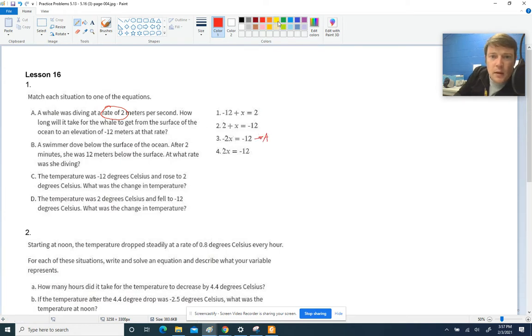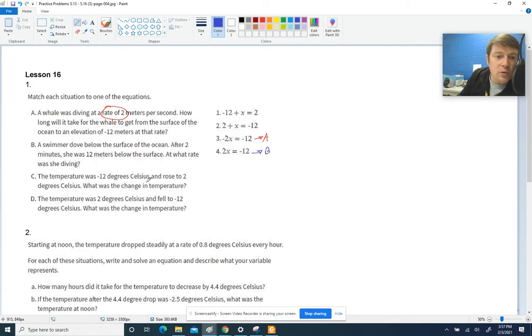All right. And then on the next one, a swimmer dove below the surface of the ocean. After 2 minutes, she was 12 meters below the surface. At what rate was she diving? So 12 meters below, 2 minutes. They were in at 12 meters, so that makes me think that this one's going to be B.